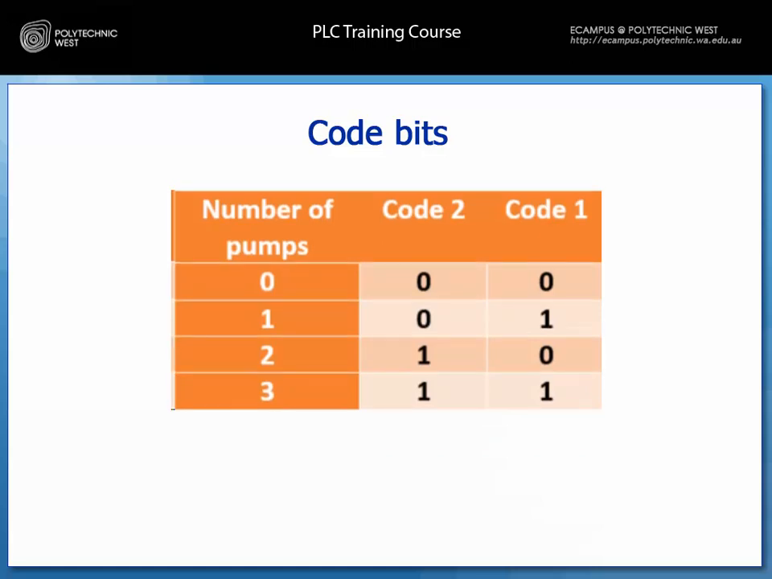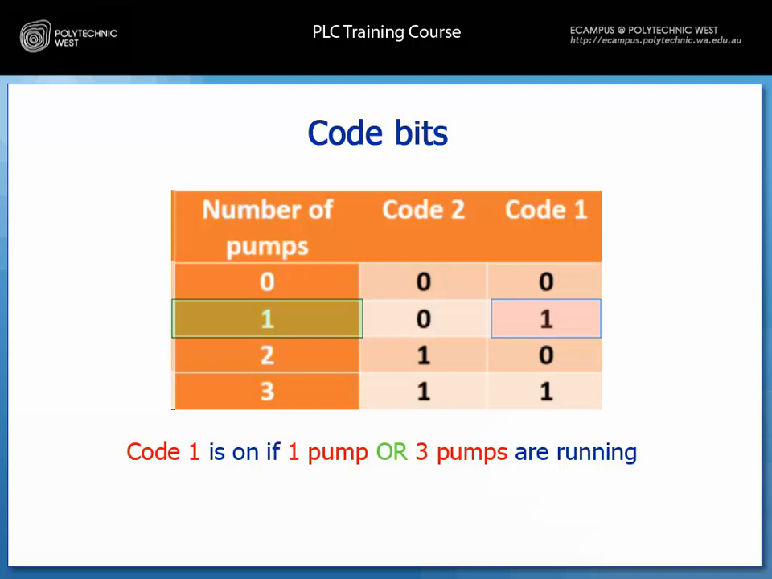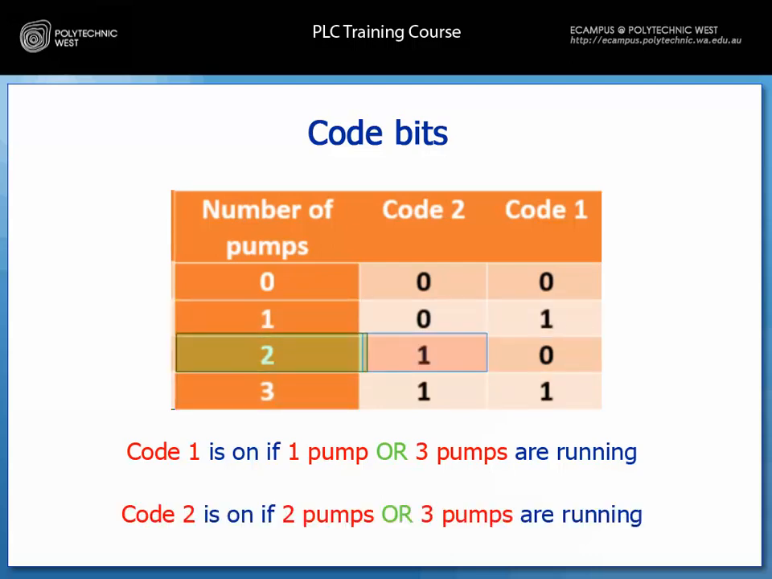The output code 1 comes on when 1 pump or 3 pumps are running. The output code 2 comes on when 2 pumps or 3 pumps are running. Note that we are not specifying which pumps, just the number. All possible combinations need to be catered for.